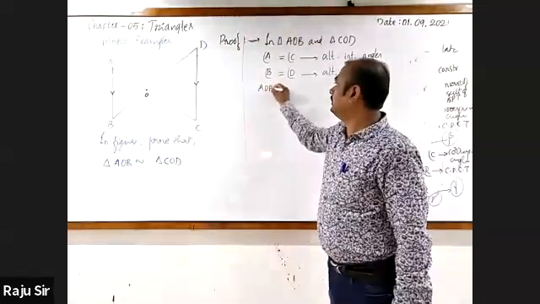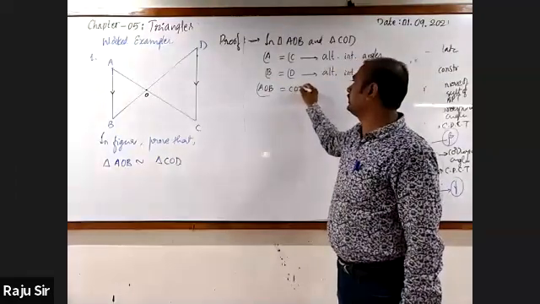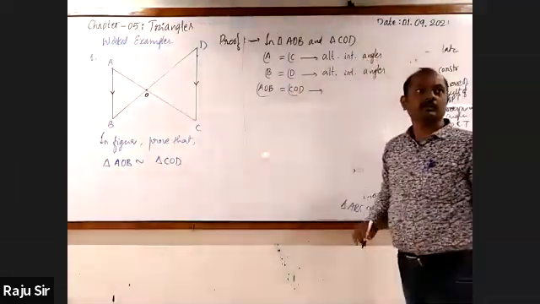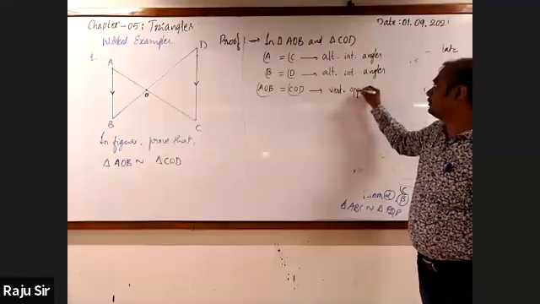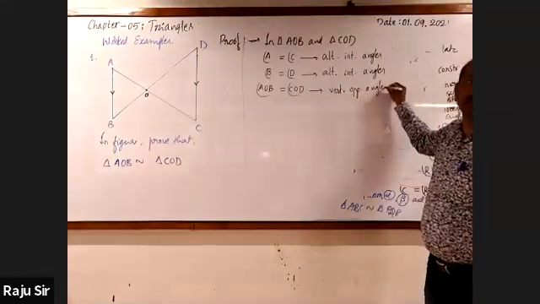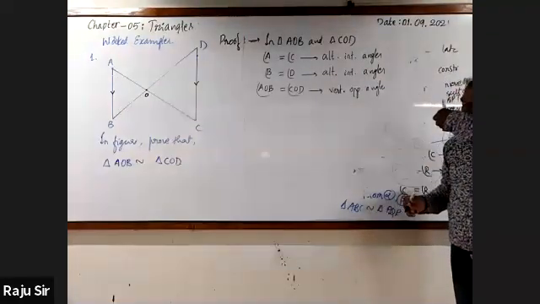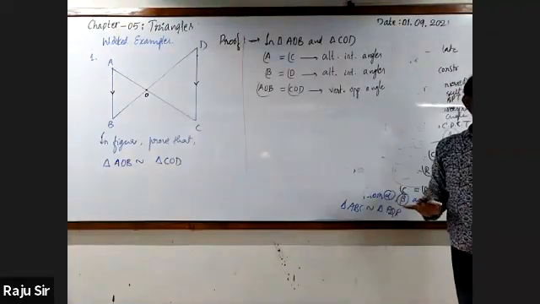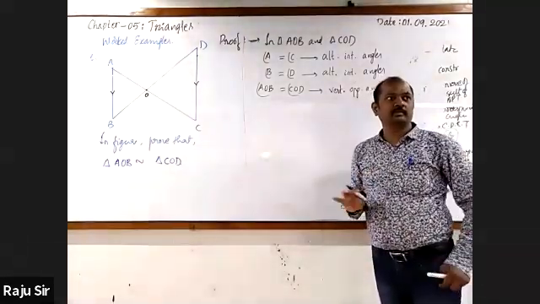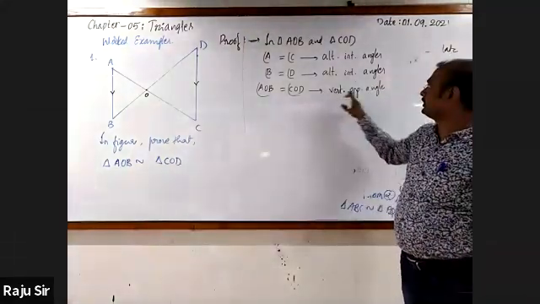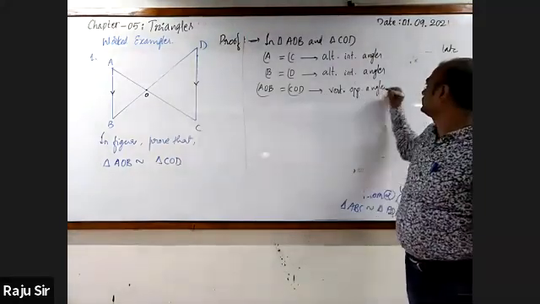Angle AOB is equal to angle COD. Reason, vertically opposite angles. Now how have we cultivated the habit of writing VOA? That has not been accepted. It should be written in full only. Vertically opposite angles.